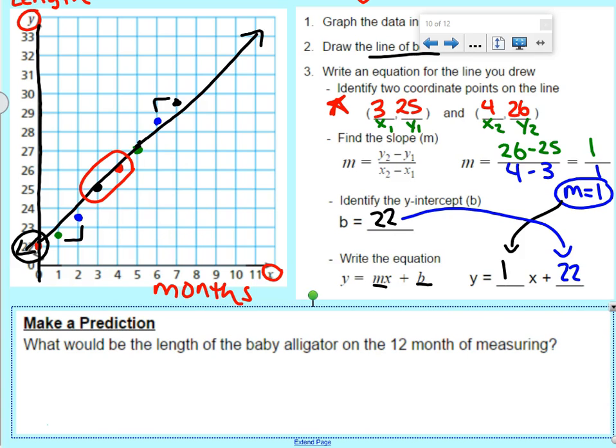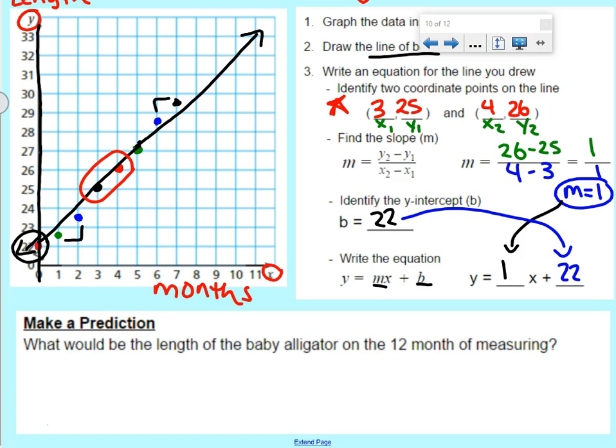Prediction. What would be the length of the baby alligator on the 12th month of measuring? If I look, months was my x-axis. That's my x value. So right here, we're saying x equals 12, and we want to know what that length would be. So what does y equal when x equals 12? What's our y going to be when x is 12?